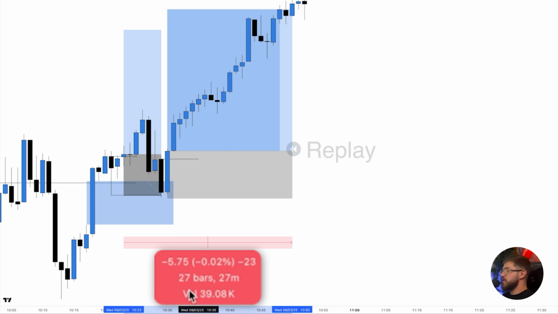And the time from the first entry all the way to the second one hitting the take profit was only 27 minutes. And all of this played out before 11 a.m., less than 90 minutes from the open of the market.